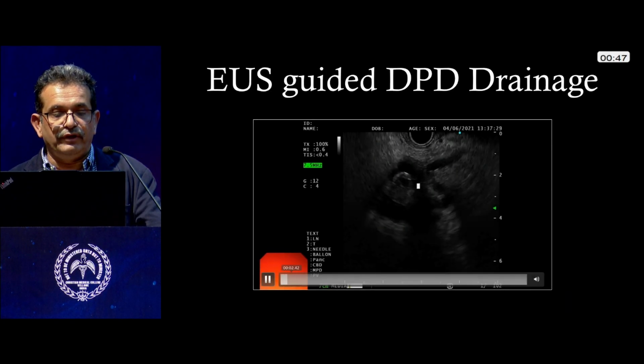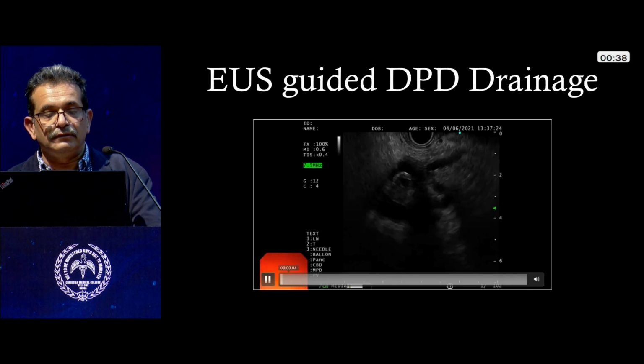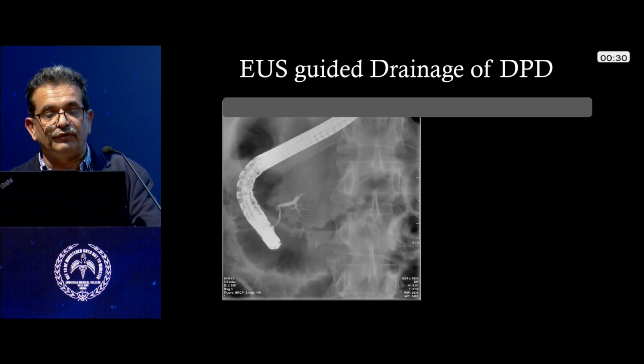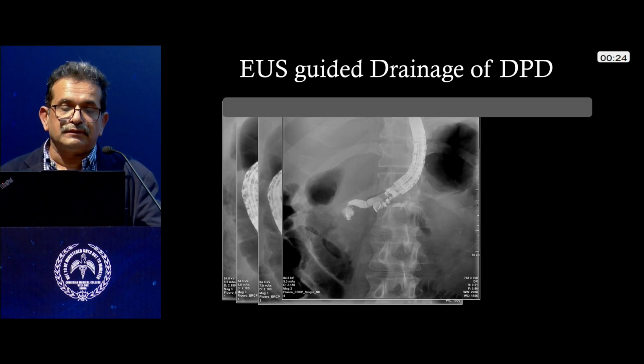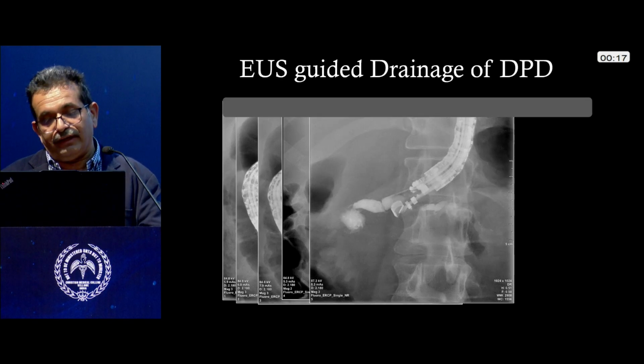So this is another video which was recently performed, where you can see that the pancreatic duct is dilated, entering directly into the collection. Maybe I will just skip the video for want of time, because I can't fast forward it. EUS guided drainage of the disconnected pancreatic duct, again, we can perform. If there is even a small collection, that does help to target on EUS. And then if the duct is dilated, we can target that.